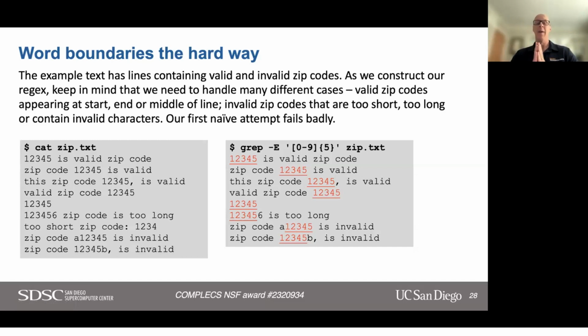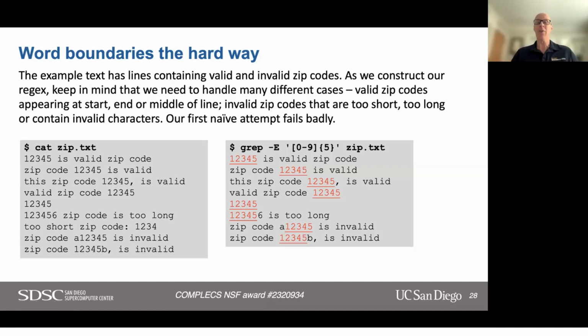So if I do grep -e, and then my single quotes, 0 through 9 in square brackets, saying we're looking for digits, followed by 5 in curly braces, that means I'm looking for all strings of 5 digits. So we pick up all of the valid zip codes, but notice that we picked up 3 invalid zip codes also: 1, 2, 3, 4, 5, 6, A, 1, 2, 3, 4, 5, and 1, 2, 3, 4, 5, B. So one of them was too long and the other 2 had extra characters.